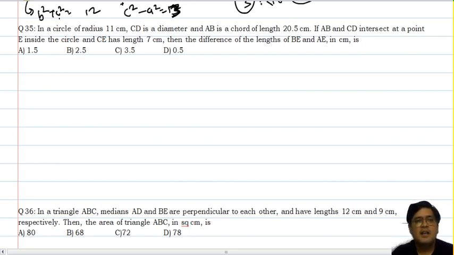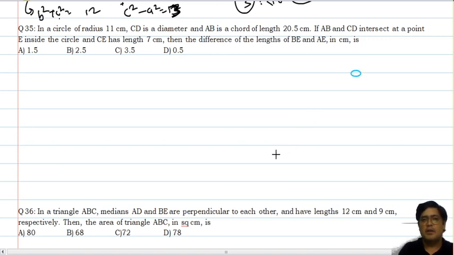In a circle of radius 11 centimeters, CD is a diameter, AB is a chord of length 20.5 centimeters. If AB and CD intersect at a point E inside the circle, CE has the length 7. The difference in lengths of BE and AE in centimeters is. Okay, sounds like an elaborate problem. A lot of sides and diameters are going on here.